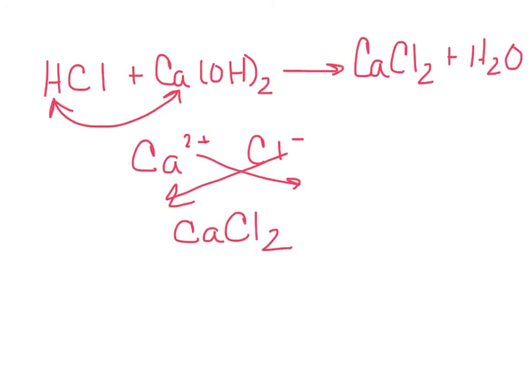Again, we're going to have to balance the equation since it's not balanced as written. Notice we have 2 chlorines on this side and only 1 on this side, so I'm going to put a 2 in front of the HCl. This will now give me a total of 4 hydrogens on this side, whereas I only have 2 on this side, so again I'm going to add a 2, and this should balance our equation.